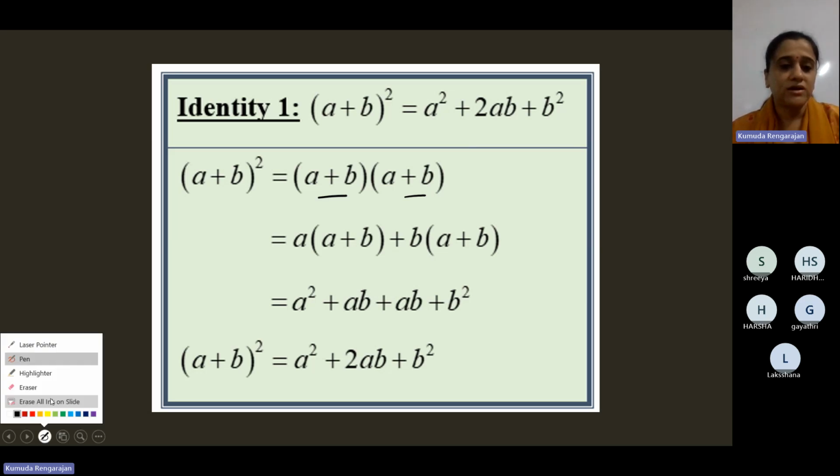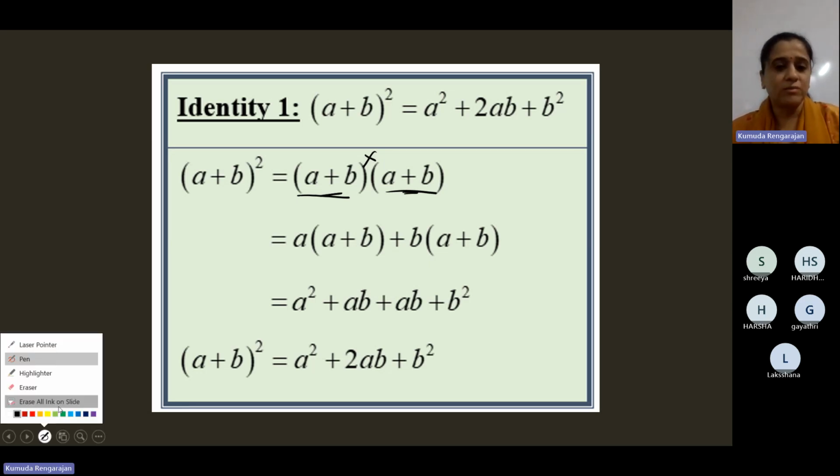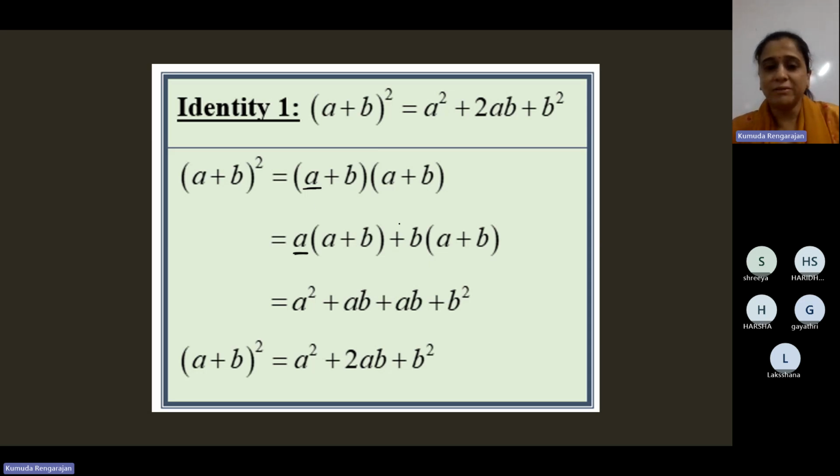Now how do you find this product? This is a binomial, two terms. This also has two terms. So this is the product of two binomials. We'll have to multiply these two expressions which have two terms. How do we multiply? The first term multiplied with the second bracket, the second term multiplied with the second bracket. The first term a into the second bracket a plus b, and the second term plus b into a plus b.